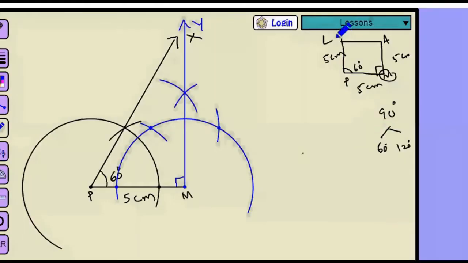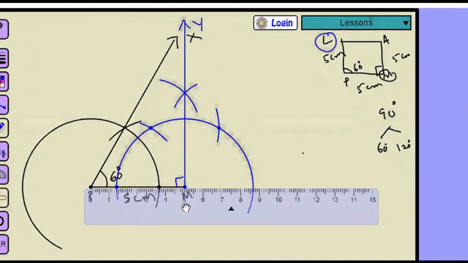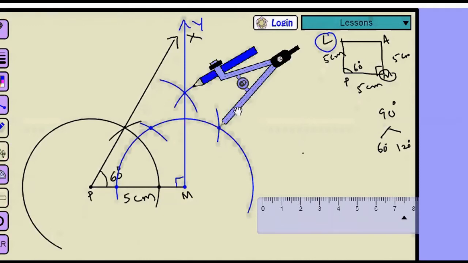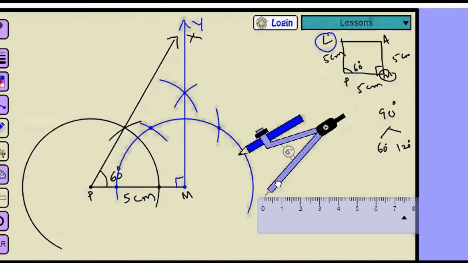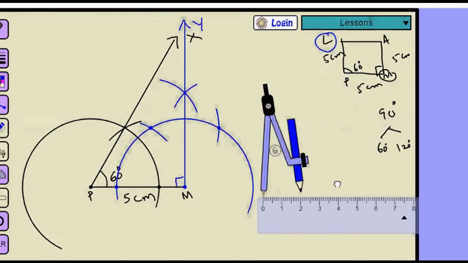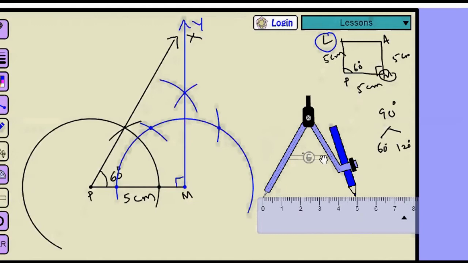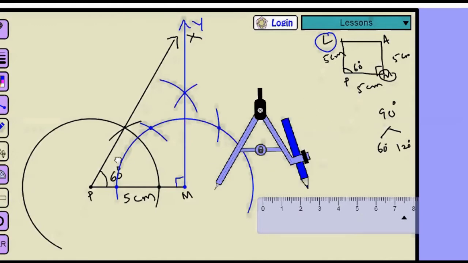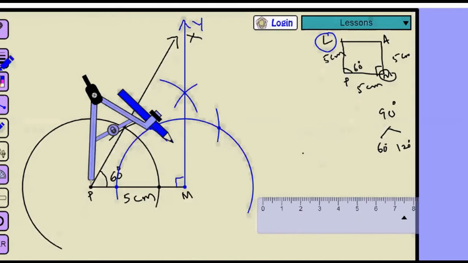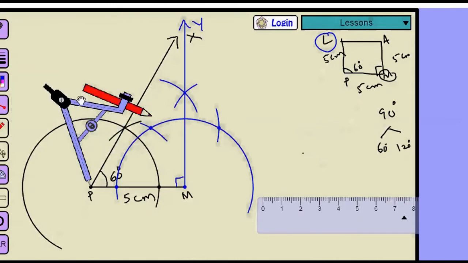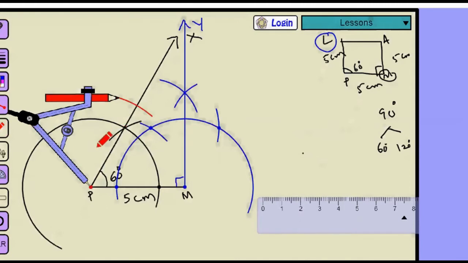Now we are going to locate the point L on this ray PX. For that you should take the compass radius as 5 centimeters with the help of the ruler. Now with P as the center, draw an arc which cuts the ray PX at point L. Now we know the length of PL is 5 centimeters.